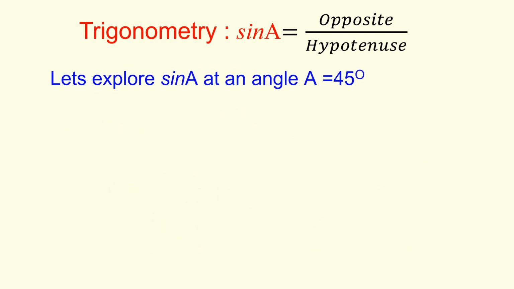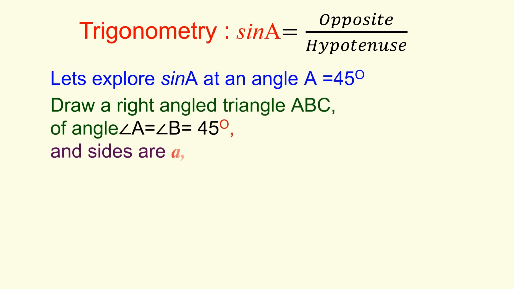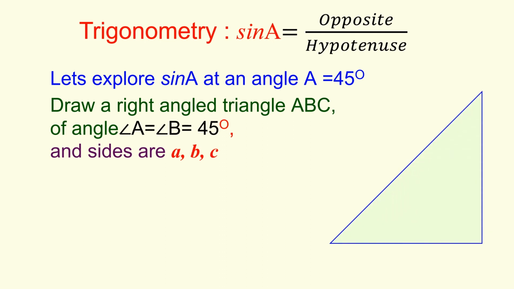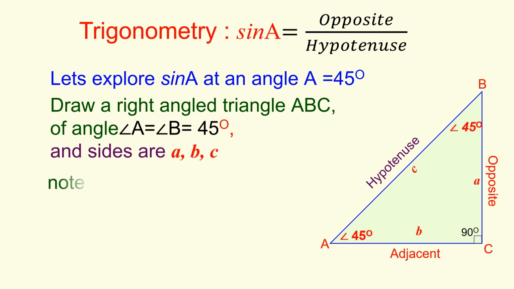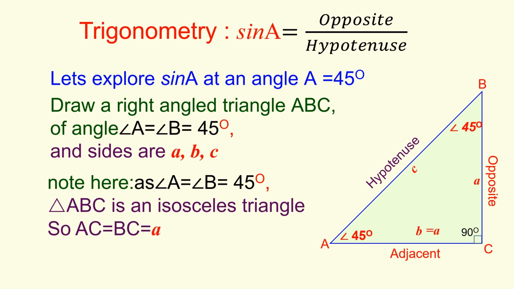Let's explore now sine of angle 45 degrees. Draw a right-angled triangle ABC of angle A equals angle B equals 45 degrees and angle C equals 90 degrees and with sides a, b, and c. As angle A equals angle B equals 45, triangle ABC is an isosceles triangle. Side AC equals BC equals a.